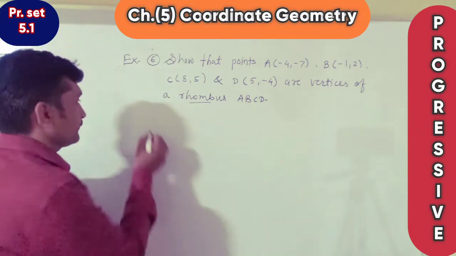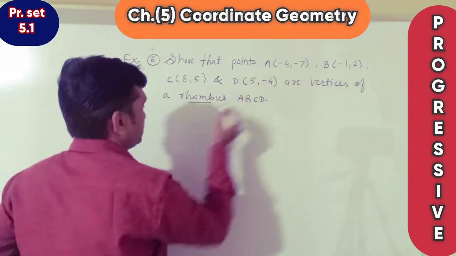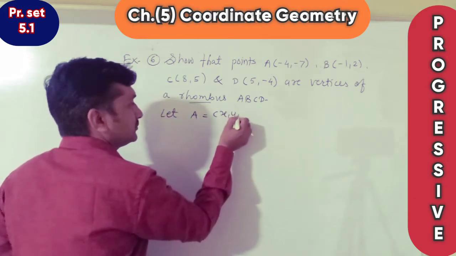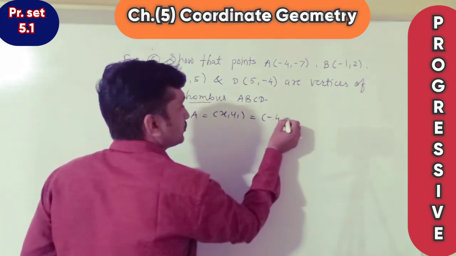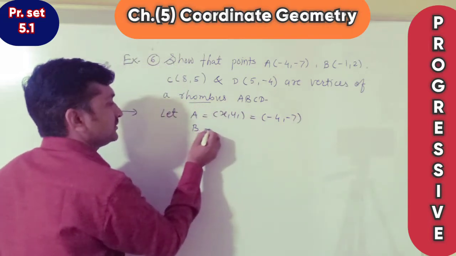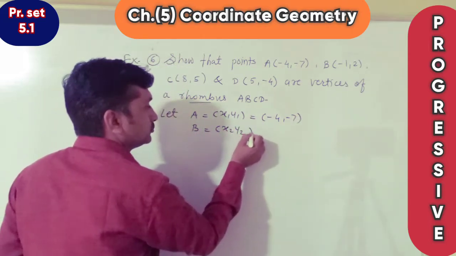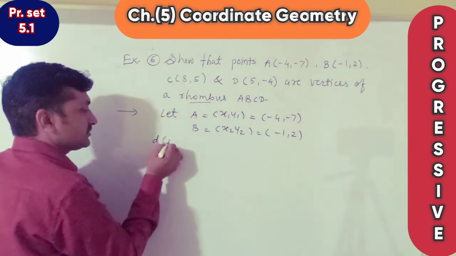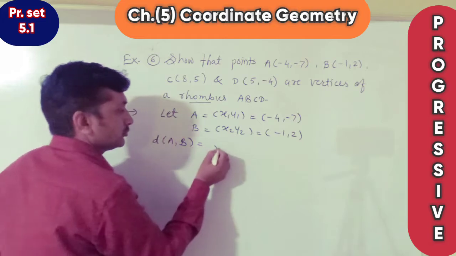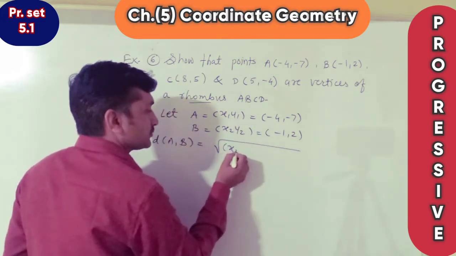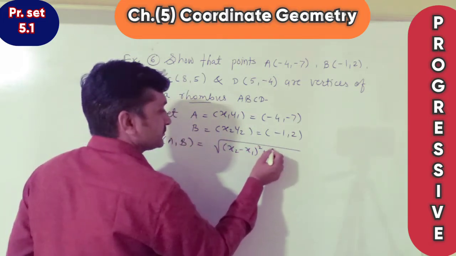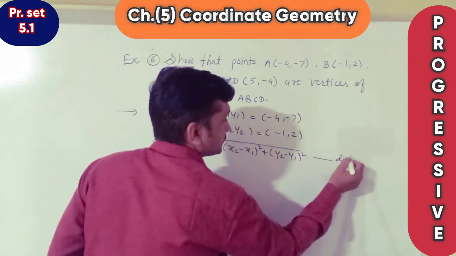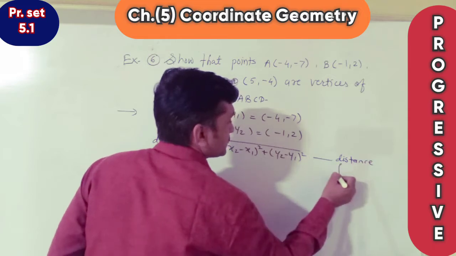Let's start. First, let's find AB. Let A is equal to (x1, y1) is equal to (-4, -7). B is equal to (x2, y2). Coordinates are (-1, 2). Let's find AB. Distance AB is equal to, by distance formula, square root of (x2 - x1) bracket square plus (y2 - y1) bracket square.